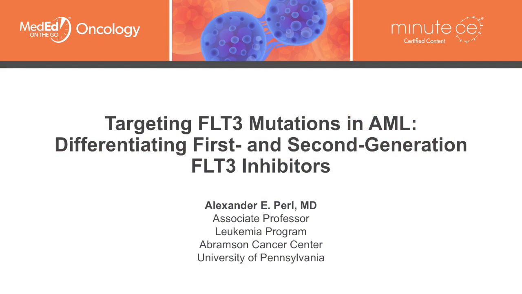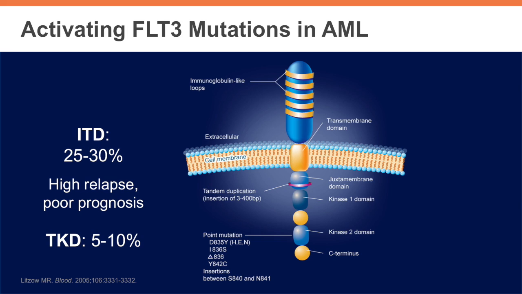This presentation is on targeting FLT3 mutations in AML, and specifically the difference between first and second generation FLT3 inhibitors. Mutations in the hematopoietic cytokine receptor tyrosine kinase FLT3 are among the most frequent mutations in AML, occurring in approximately one-third of patients at initial diagnosis.